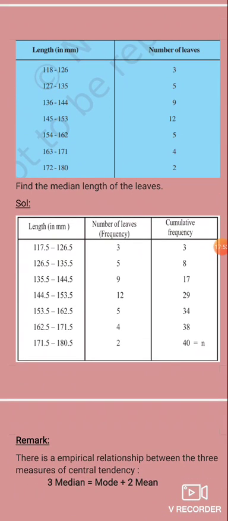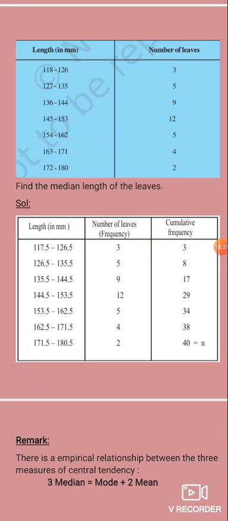Now listen carefully. One remark: there is an empirical relationship between the three measures of central tendency. The measures of central tendency are the mean, median and mode. So 3 median is equal to mode plus 2 mean. A 1-mark question comes from this, and sometimes a 4-mark question too. So learn this equation by heart: 3 median is equal to mode plus 2 mean.